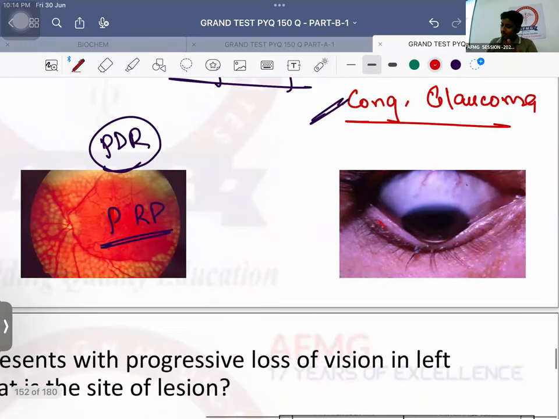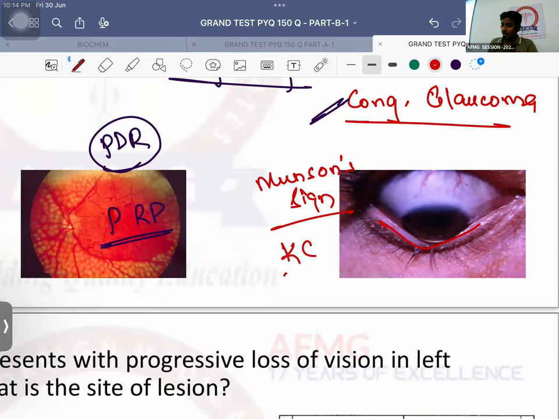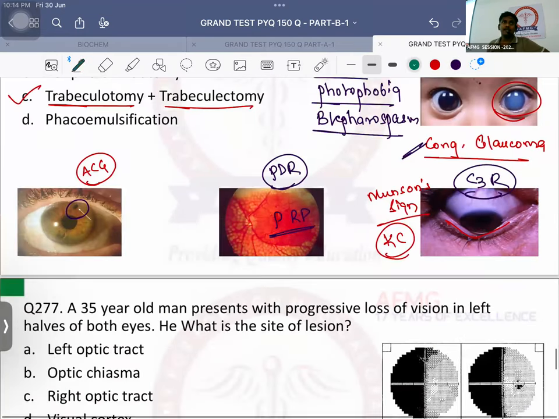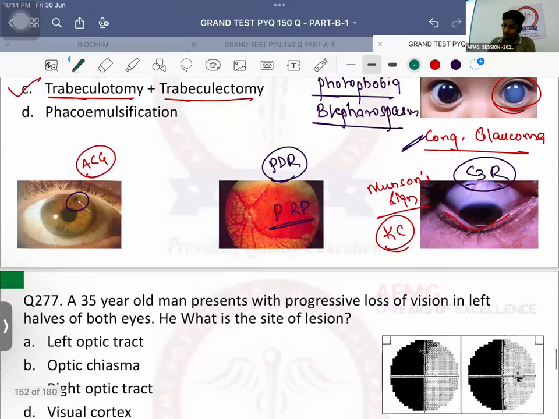What is this sign? Munson sign. And Munson sign is notching of the lower lid on looking down in cases of keratoconus. Common sign of repeated change of glass numbers usually. No issues with this, anybody? Treatment for keratoconus: C3R, that is collagen cross linkage with riboflavin drops.